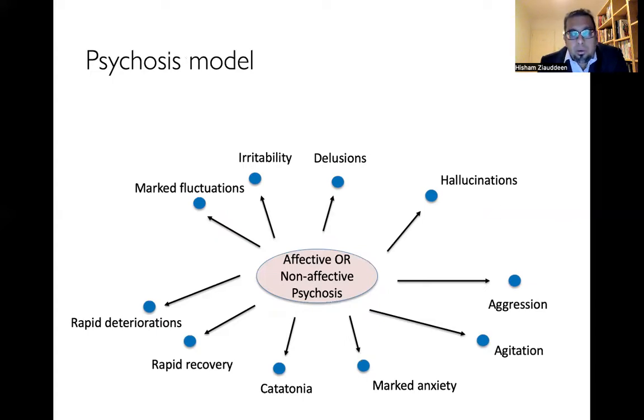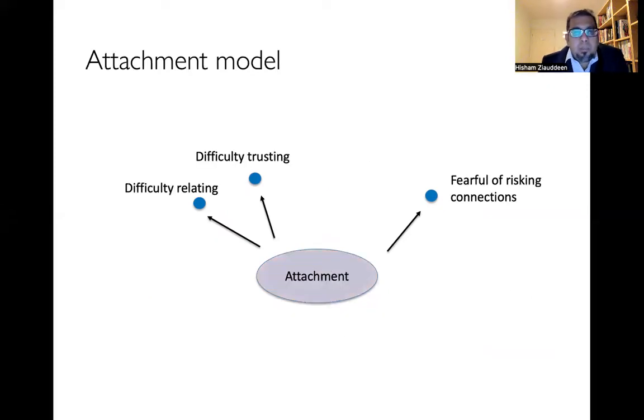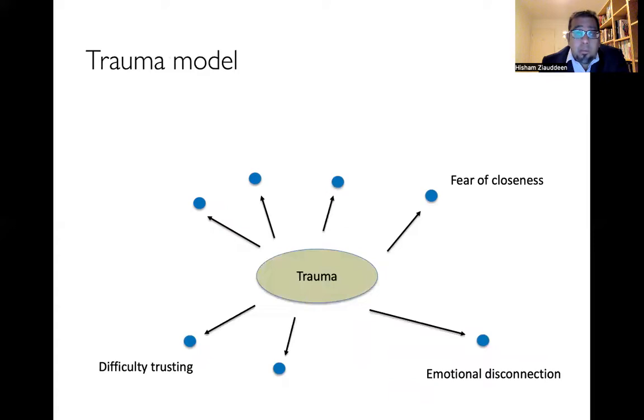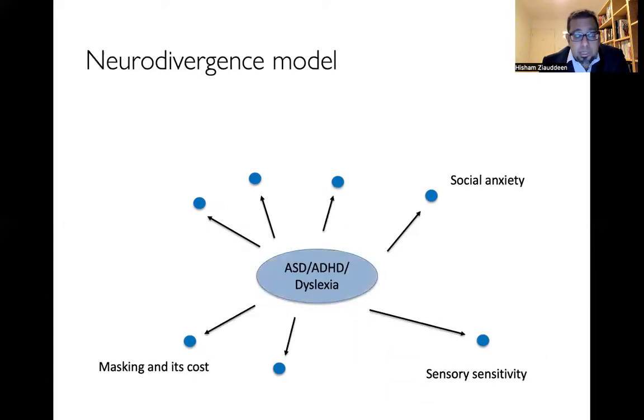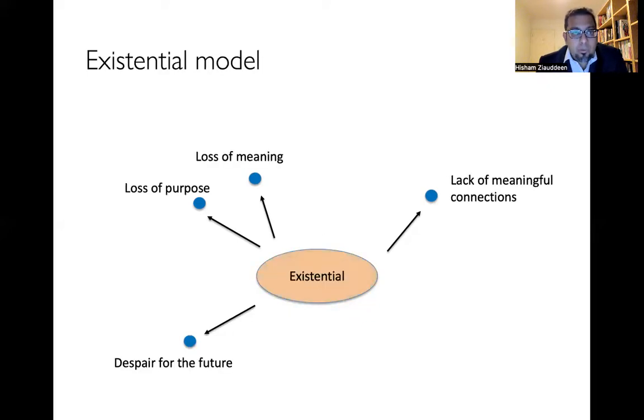So one could think of a model of a psychotic illness that may explain some of the data that we see. Think about a model of attachment difficulties that would explain some of the things that we see, a model of trauma that accounts for some data points, a neurodivergence model of ASD or ADHD that explains some of what we see, or an existential model that would explain some of the other data points. And very often these aren't exclusive. You could have parts of the same picture that may relate to very different models within the same person.